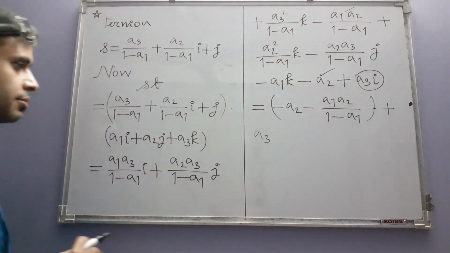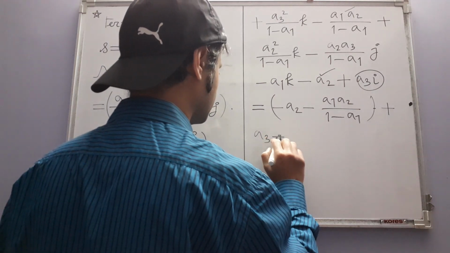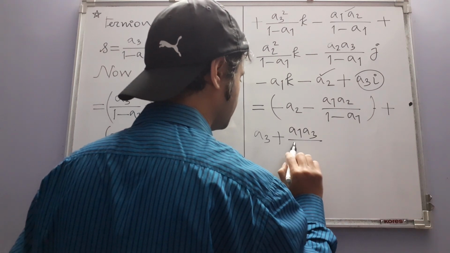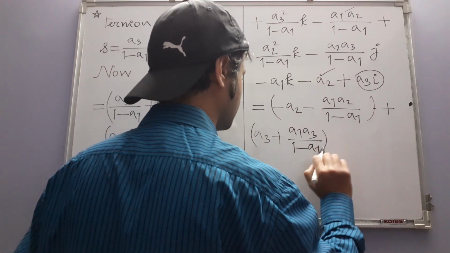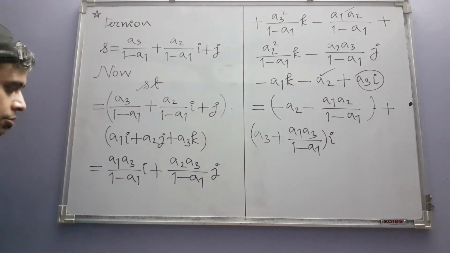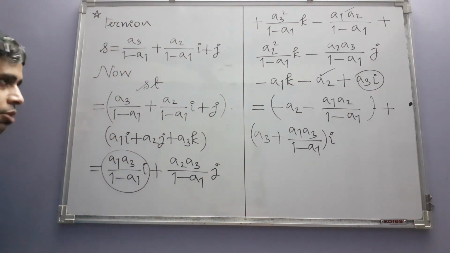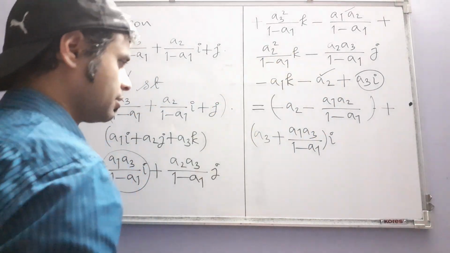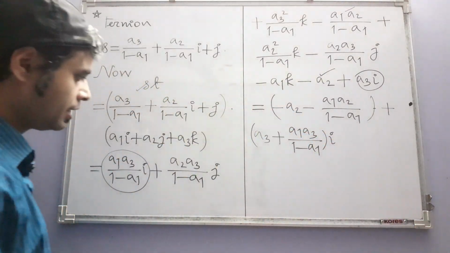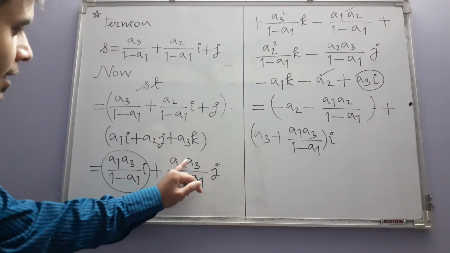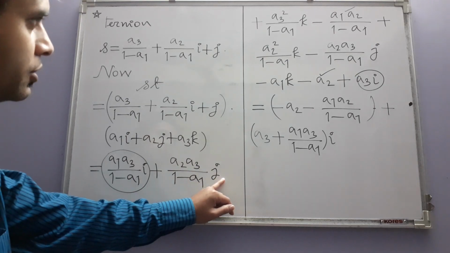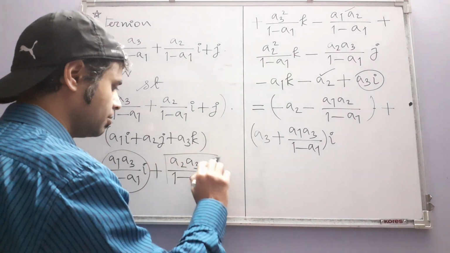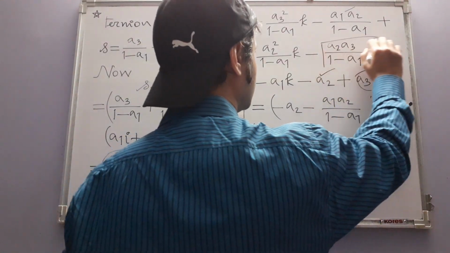a3 plus a1 a3 divided by 1 minus a1 i. See how quickly we make mistakes. This is one i, this is another i. Next j, this one and that one. So for j, I think the j terms are getting cancelled, no? a2 a3 by 1 minus a1 j minus a2 a3 by 1 minus a1, yes. So we need not worry about these two. They cancel out.